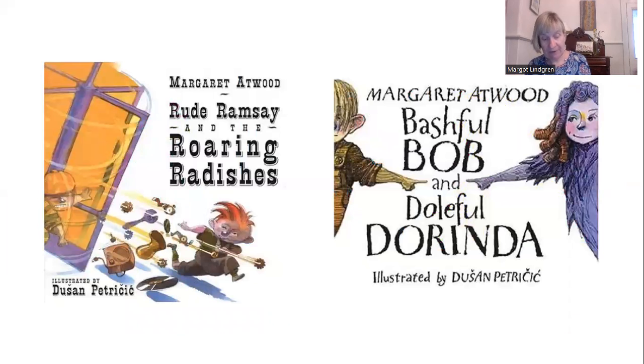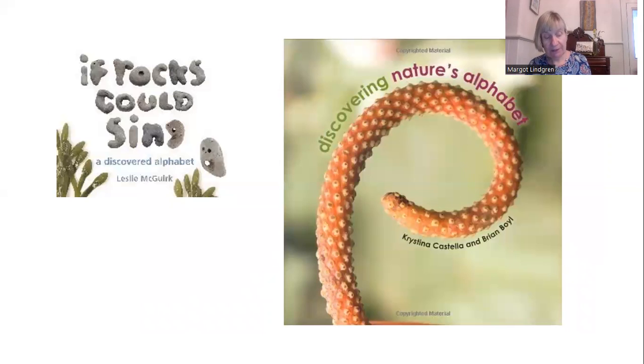These 2 books by Margaret Atwood cleverly explore and even exploit one letter. Here are 2 examples of using nature to create an alphabet book. These are sure to intrigue a young child and invite close examination.